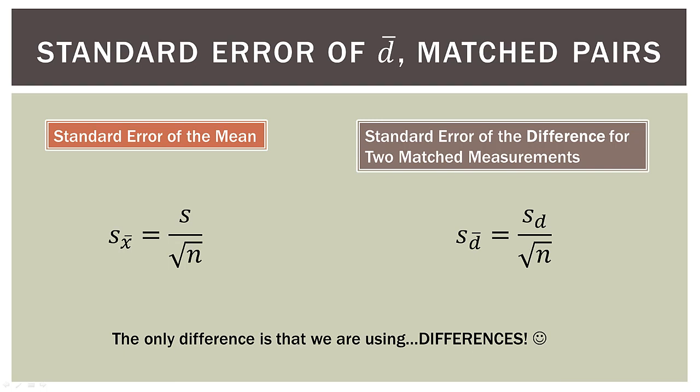Now if you look at it for the matched pairs, it looks very similar because, well, it is. So S sub d bar, or the standard error of the difference, or the mean of the differences, equals S sub d, which is the standard deviation of the differences, divided by the square root of the sample size. So it's the same formula. Just on the left-hand side, we're using a single mean, and on the right-hand side, we're using a mean of differences.